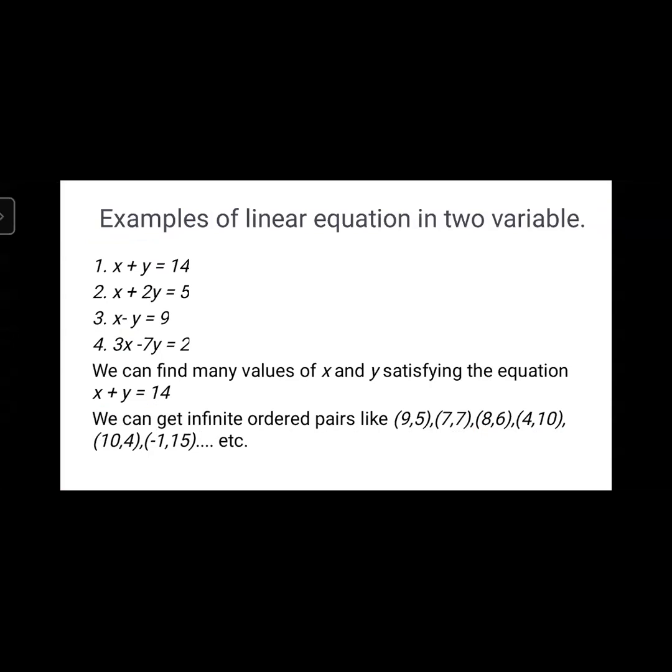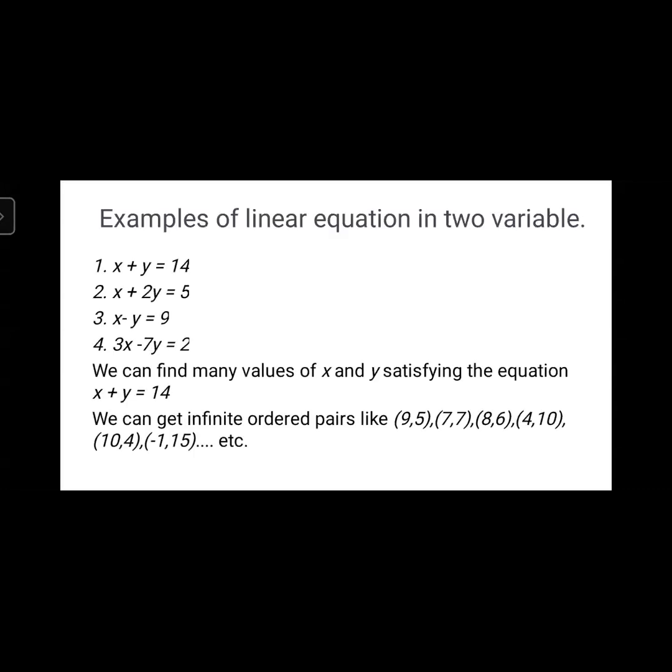9 plus 5 equal to 14, 7 plus 7 equal to 14, 8 plus 6 is equal to 14, 4 plus 10 is equal to 14. Hence the above equation has many solutions like (9, 5) as an ordered pair. You have to write in ordered pair.